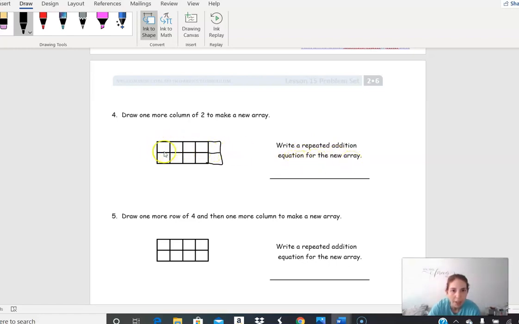Well, let's count how many is in one row. 1, 2, 3, 4, 5. So we have 5 in each row. So we could say 5 plus 5, right? Equals 10. You guys should be getting really good at your doubles facts because this whole unit has been a lot of doubles facts.